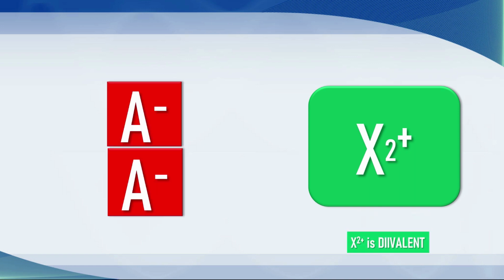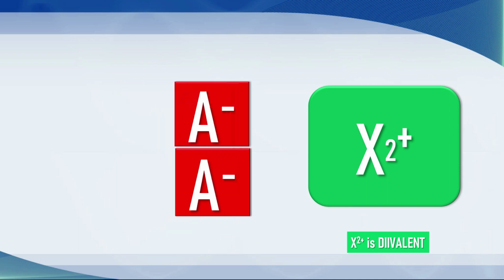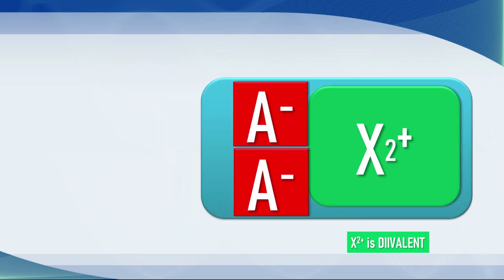In this example, we have a different particle, X2. It carries two charges and it is therefore a divalent cation. In order to form a salt, either a divalent anion or two univalent anions must bind to it. Here are two univalent anions, and they bind to form a salt. An example of this is calcium chloride, where calcium is divalent and chloride is univalent. So it's CaCl2.